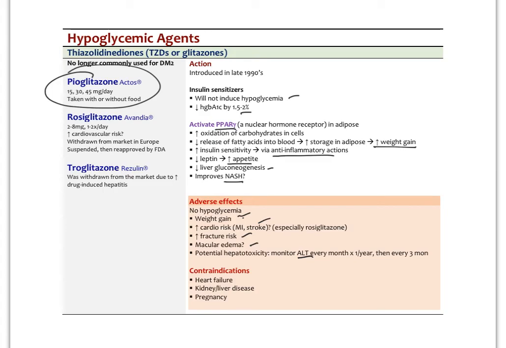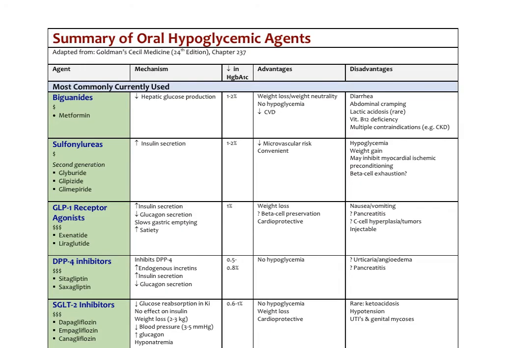So I put this table together just to summarize all the agents we've talked about. I put little price tags in there to kind of show what the relative price is. So, our least expensive, very commonly used, metformin is one of the first line agents in most cases. It decreases hepatic glucose production, lowering A1C by up to 2%.